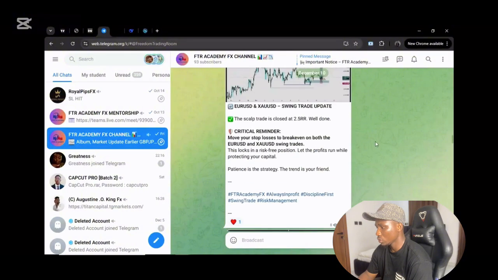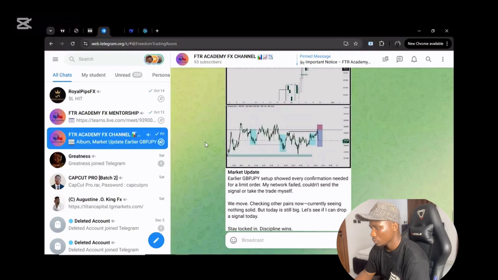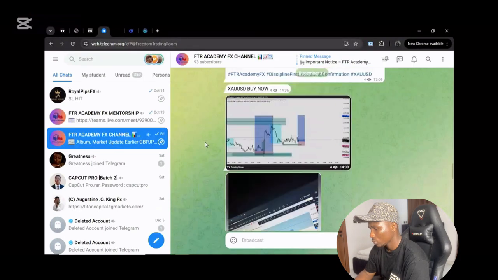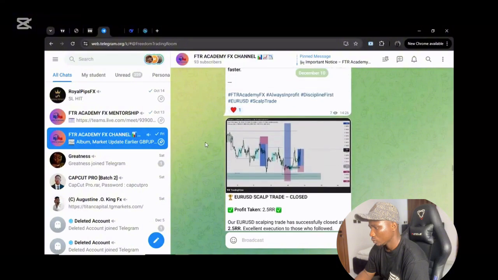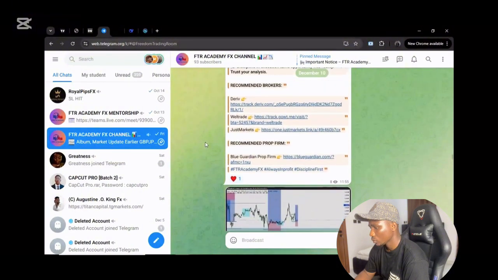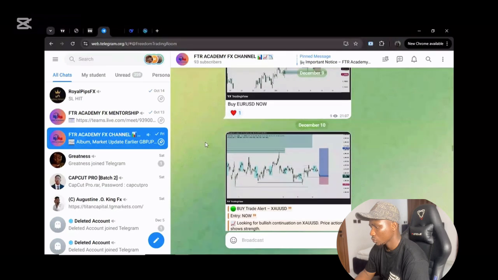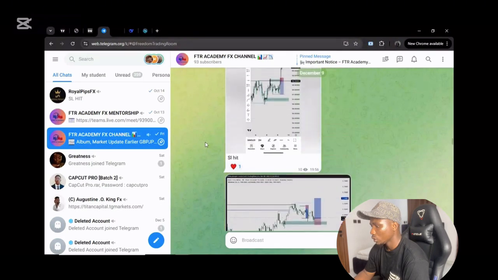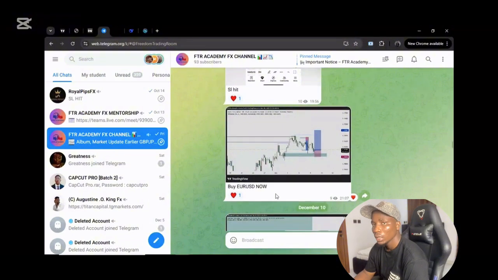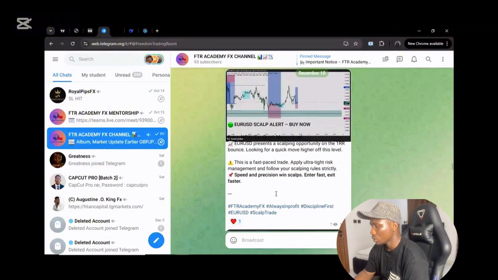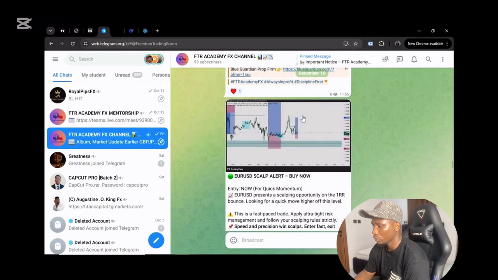I'm going to show you guys how I was able to take this trade. So here was the first trade. So I sent this first trade, which was a buy, and then here was the second trade, which was re-entering. So I just said, okay, re-entering a scalping trade. So this was the second trade I took.